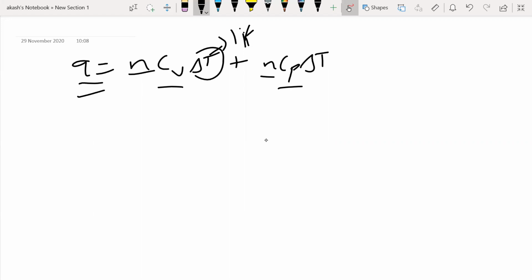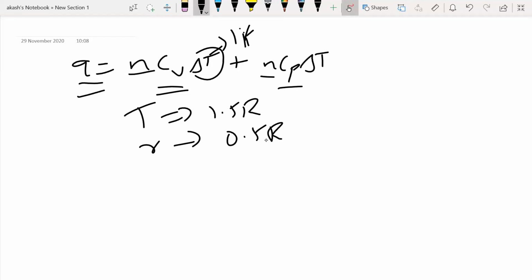And I also told you that these heat capacities are going to be directly related to the amount of motions that I can have in the gaseous atoms, right? So there can be three types of motion: translational, rotational, vibrational motion. Each of these motions is going to contribute some value to the CV. So if you can remember, for translational motion it is 1.5 R, for rotational motion it is 0.5 R, and for vibrational motion it is R, right?